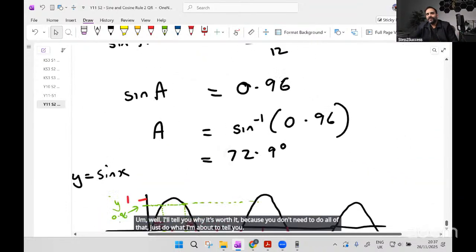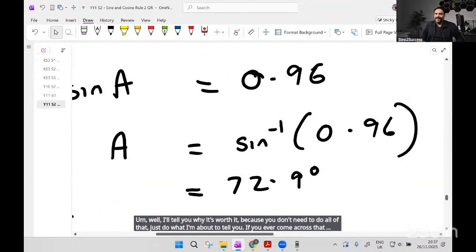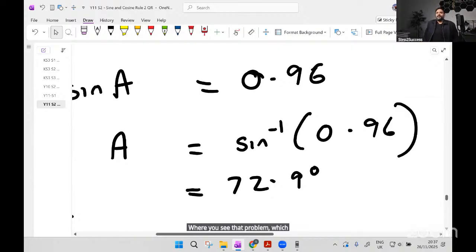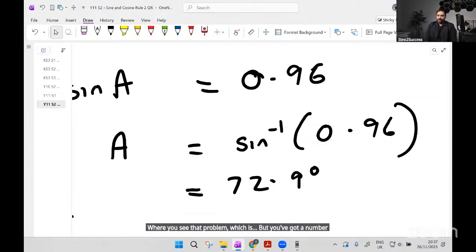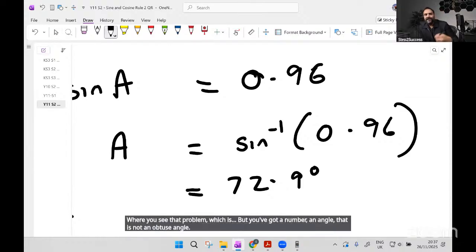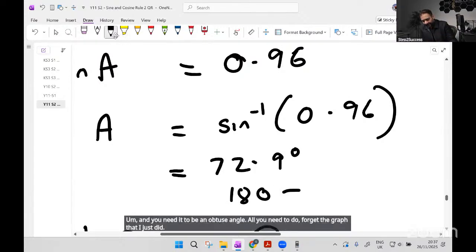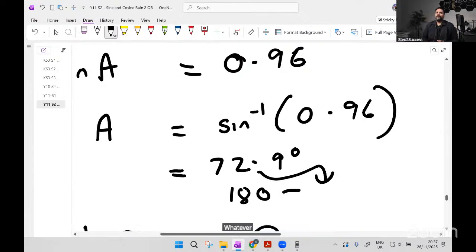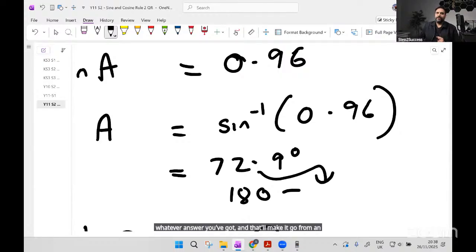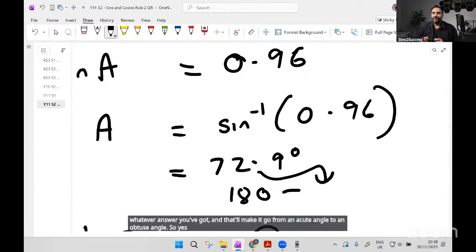If you ever come across that again, where you see that problem, which is that you've got an angle that is not an obtuse angle, and you need it to be an obtuse angle, all you need to do, forget the graph that I just did, you need to do 180 minus whatever answer you've got, and that'll make it go from an acute angle to an obtuse angle. So yes, that is worth it for 1 mark.